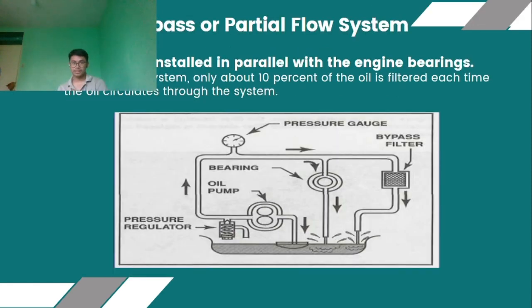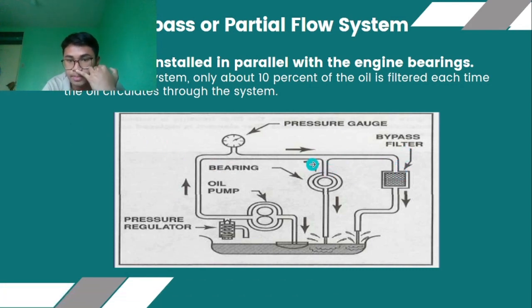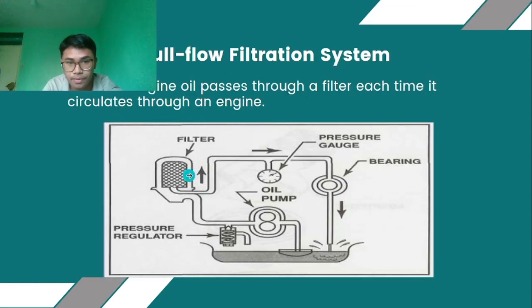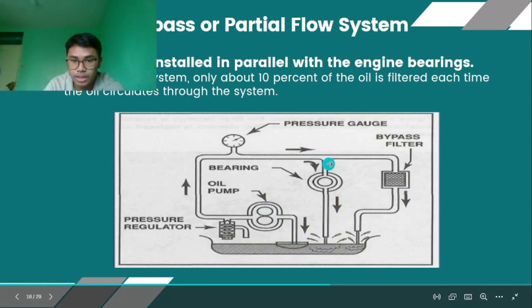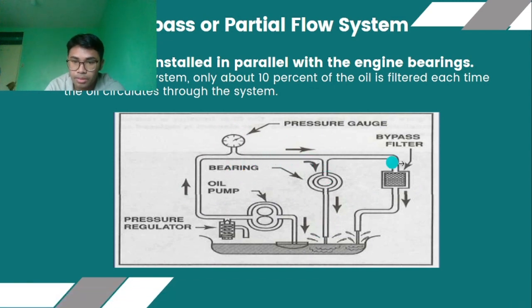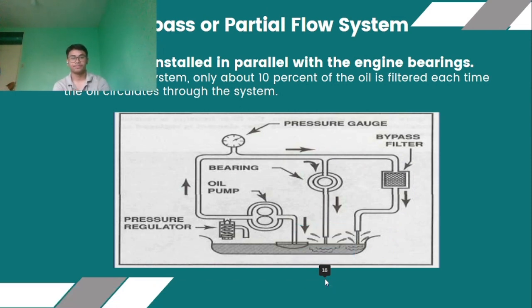So, the next one is the bypass. Only 10% of the oil is going through the bypass. So, its flow is here, separated. It is not totally separated, but it has a separate valve indicated. If you notice, our full flow filter was on the left side, now it is on the right side. So, it needs to pass through the bearing, or they have a passage to the bearing, before bypass. So, only 10% is filtered by our bypass.